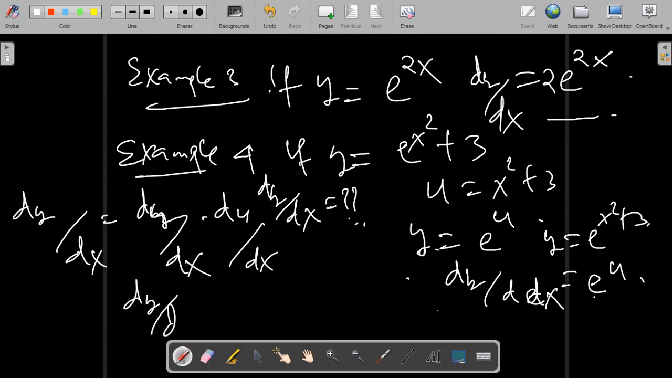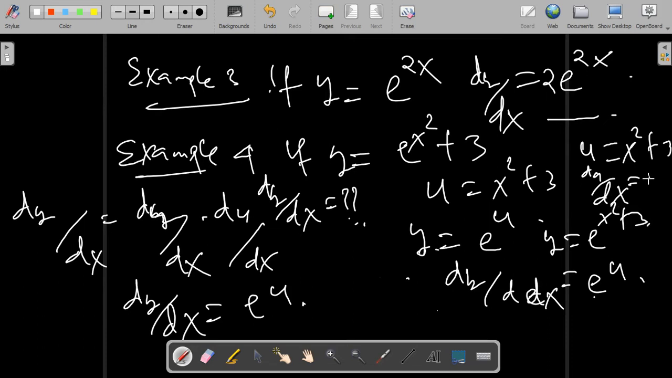It will now be dy over dx is equal to dy over du, which is e raised to the power of u, times du over dx. For du over dx, from the function u equal to x squared plus 3, when you differentiate, the answer is 2x from that figure.